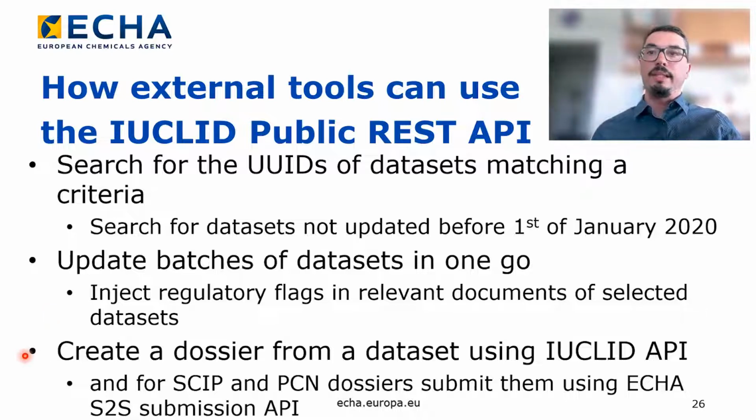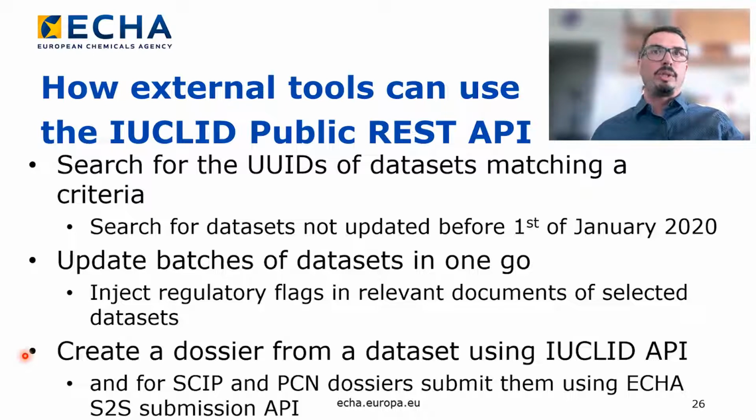As a different example, we can talk about the possibility to create a dossier from a dataset using the Euclid API. Your external tool will have the UID of a dataset, and it will request Euclid to generate the dossier for itself, so it can be presented to you, and then you can maybe manually upload or submit this dataset via ReachIT or via the ECA submission portal.